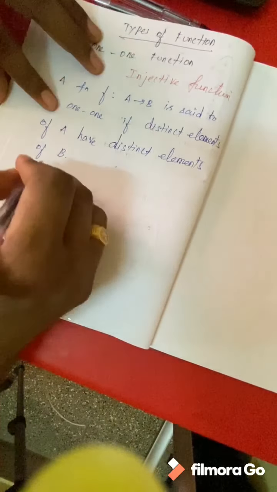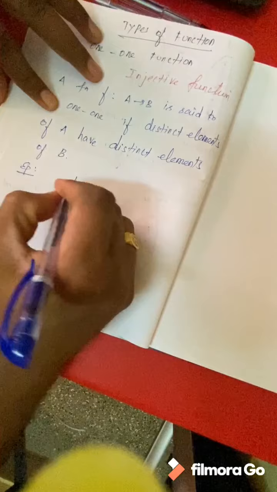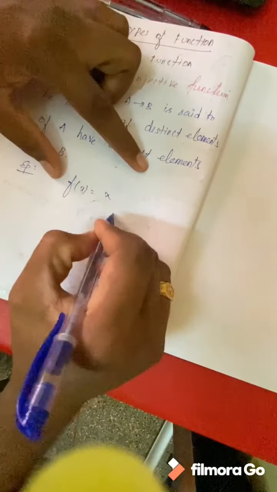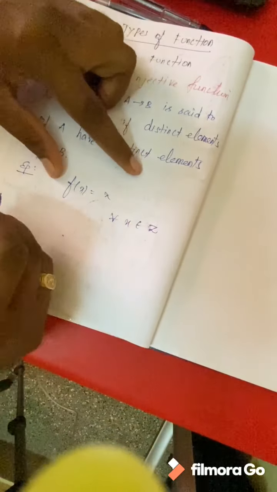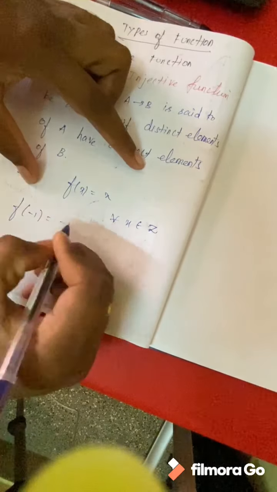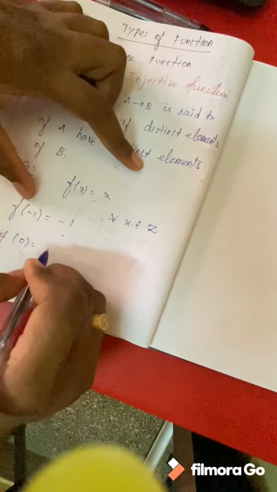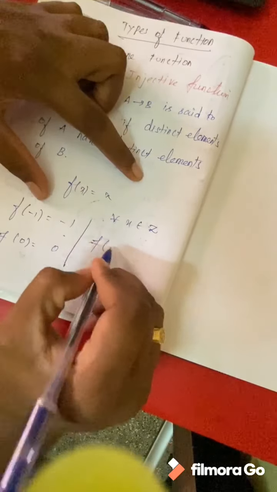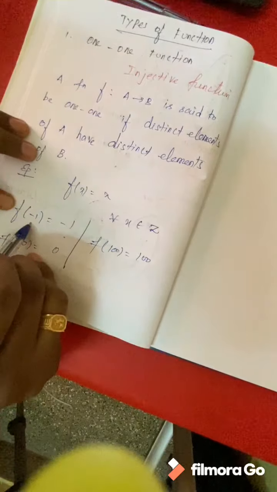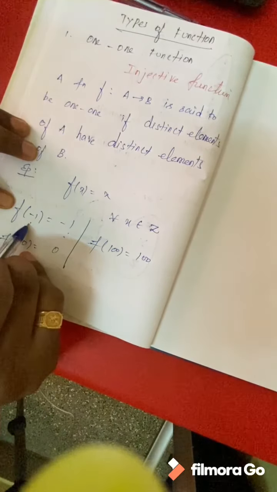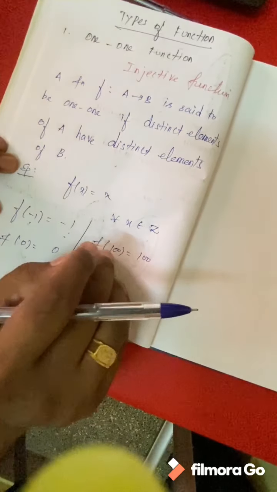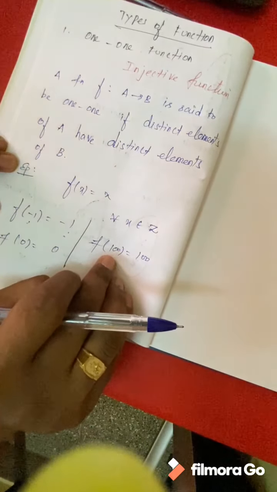Okay. Example, a simple example I am taking. f of x is equal to x for all x belongs to integers. So I can substitute f of minus 1, the answer is minus 1. I can substitute 0, the answer is 0. I can substitute 100 also, the answer is 100. That means different elements of A are mapped with different elements of B.